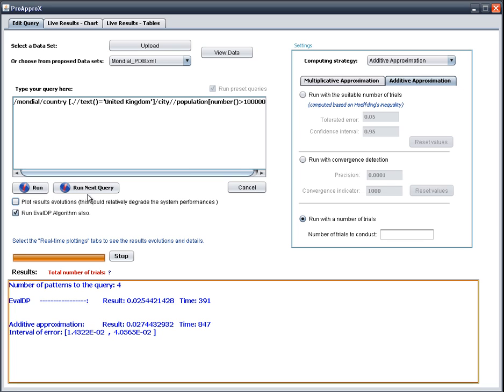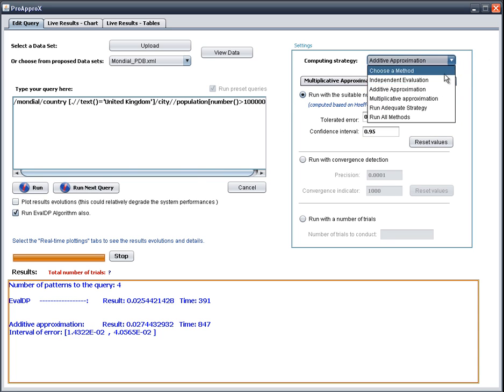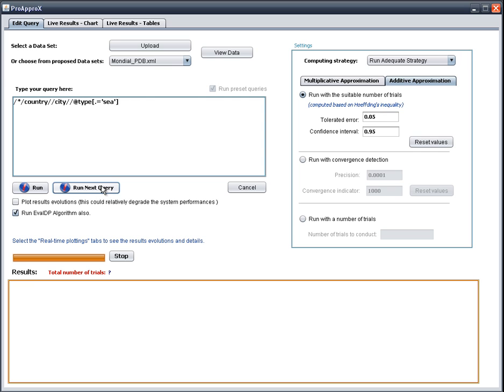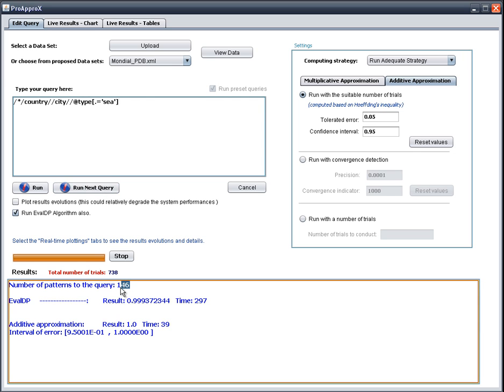The next query represents a big number of matches, so we select to run the adequate strategy. The system would pick the additive approximation, surely much faster than the multiplicative computation.